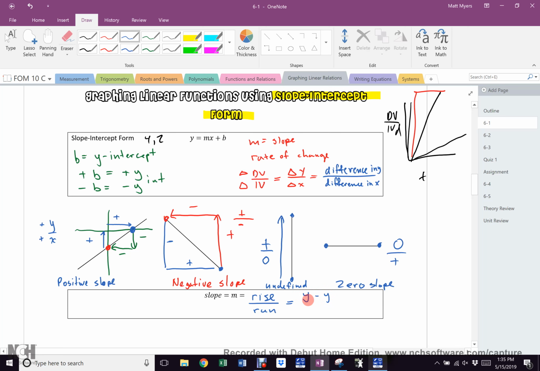We have to recognize that there's two of them. So we write y2 and y1 over, what's this one going to be? x2 and x1. Plus all the other versions of slope. And slope can be, what are the four things slope can be? Positive, negative, undefined or infinite, and 0. Everybody cool?